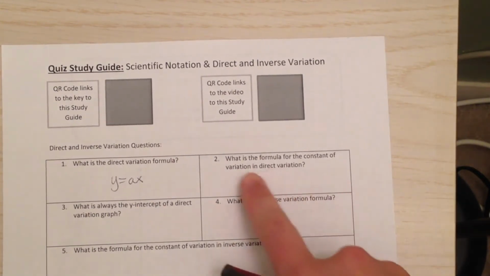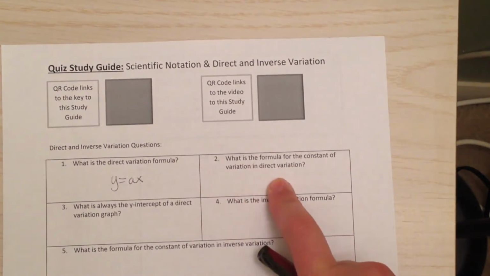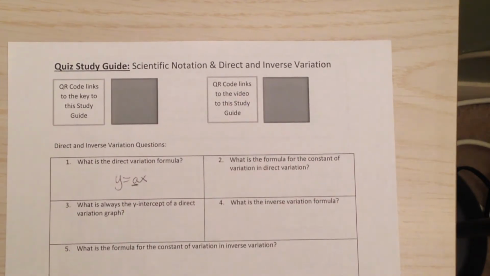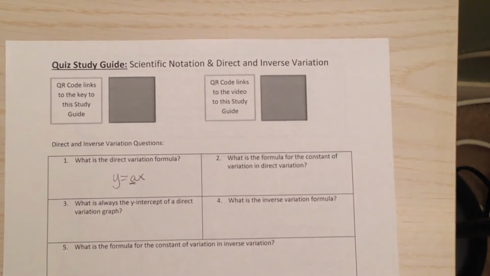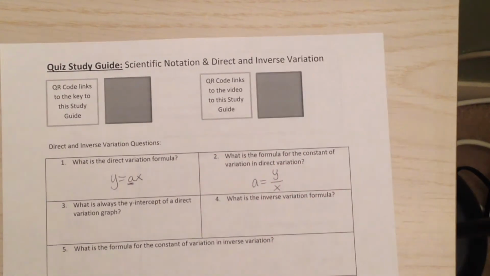Our next question says, what's the formula for the constant of variation in direct variation? So what it's asking for is over here in this A section right here, that A. What is the formula just to solve for that? And the answer is a equals y divided by x.